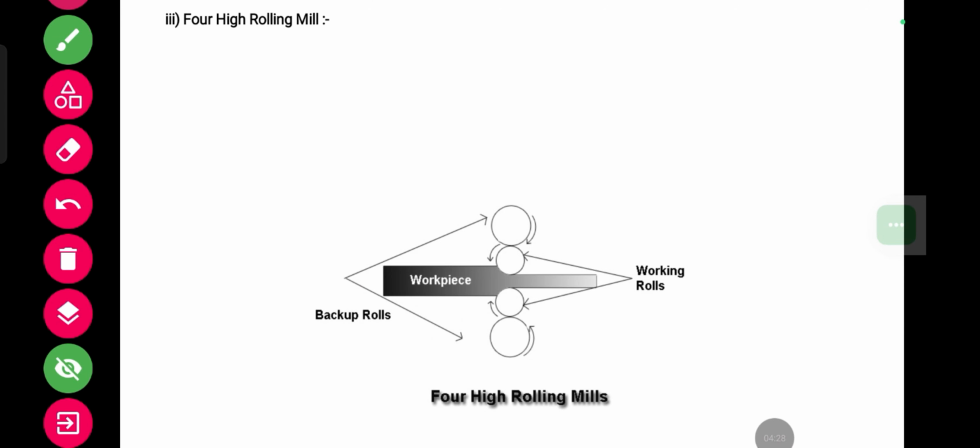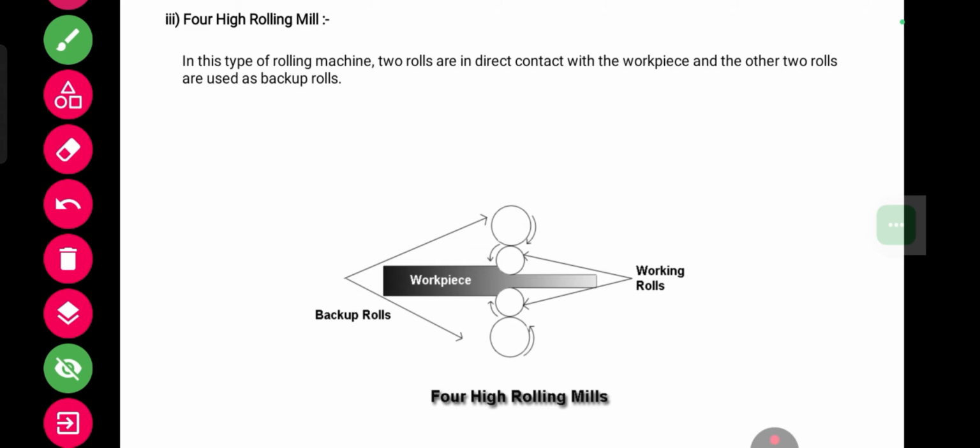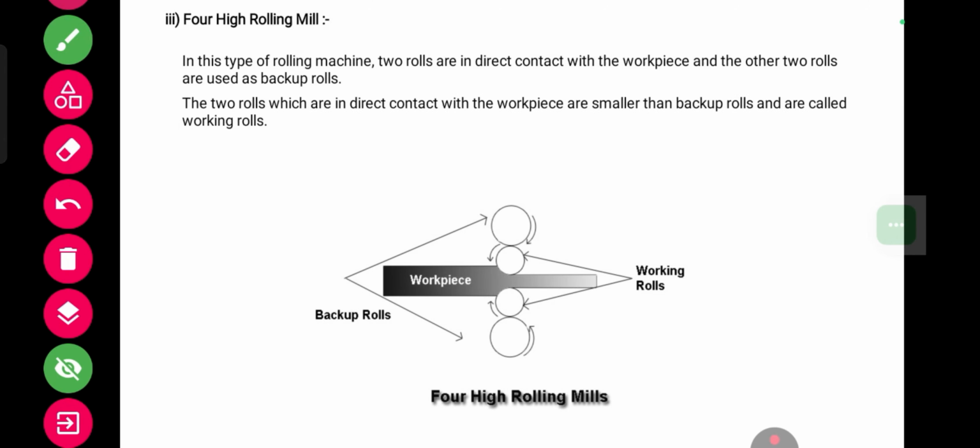We will see the four high rolling mill. Here you can see the diagram of the four high rolling mill. In this type of rolling machine, two rollers are in direct contact with the workpiece, and the other two rolls are used as backup rolls. The two rolls which are in direct contact are called working rolls, and the rest of the two are called backup rolls. The working rolls are smaller than the backup rolls.